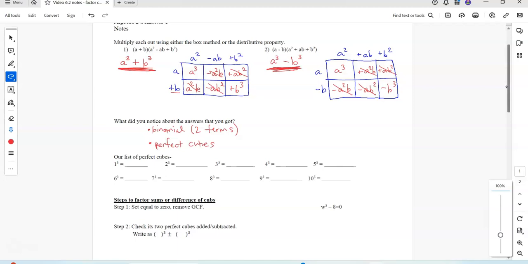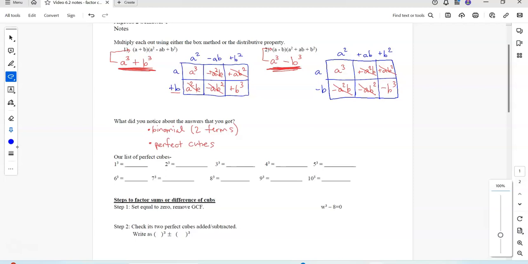All right, so this is actually what we're going to do to factor. So when we factor perfect cubes, we're going to go from something that's written as perfect cubes to something in factored form that looks like these things. Okay? So to do this efficiently, we're going to need some perfect cubes. So what we're going to do is list the first 10 perfect cubes.